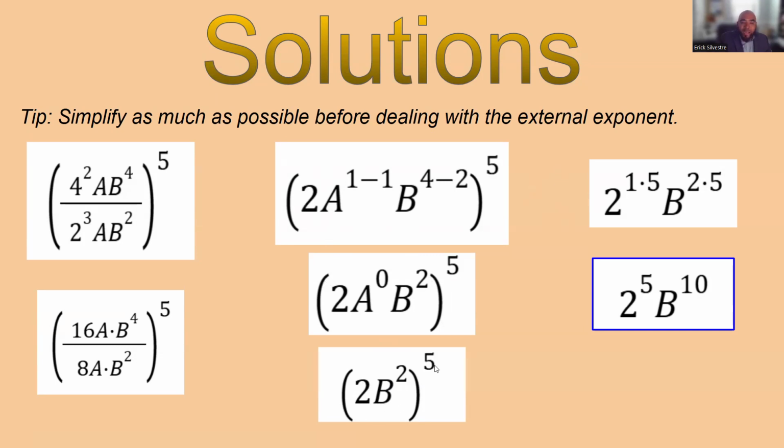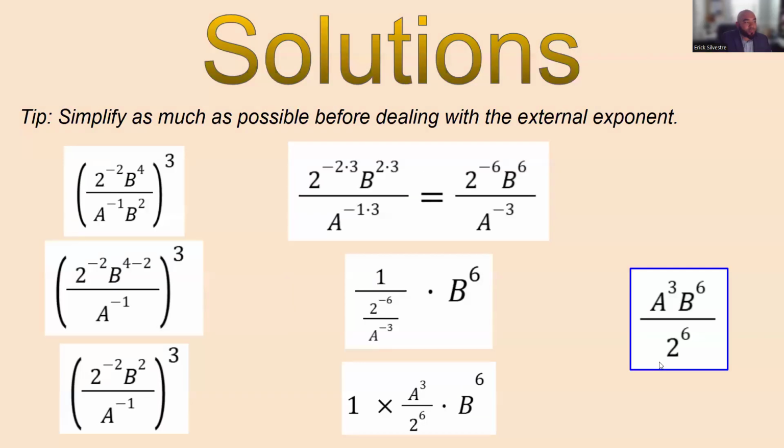Now I could distribute my exponent to each of the values here. We know that the 2 is raised to the 1 power, so 5 times 1. We know that you have b to the second power, so I have 2 times 5. You do the operation, you have 2 to the 5th power and b to the 10th power. This is my final answer. All right, so make sure that you simplify first before you do anything else. That is going to help you in the long run in any problems that you're dealing with. You always want to simplify first.